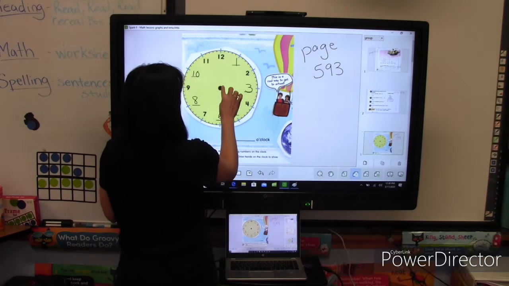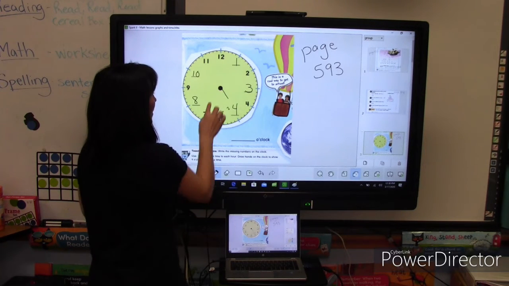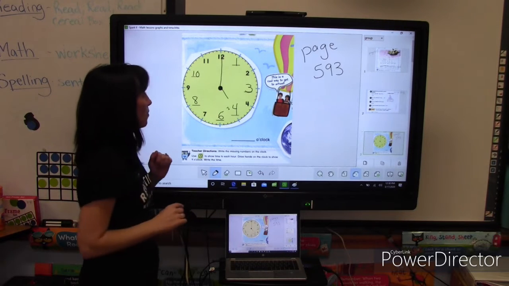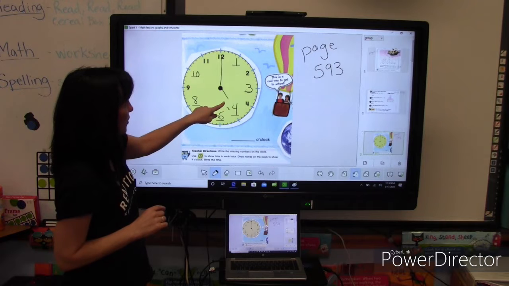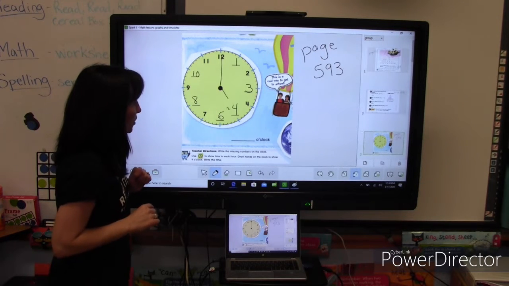Here we go. So I'm going to make an hour hand that goes to 4. And I'm going to make a minute hand that goes to 12. I'm going to make that minute hand go right up to the number. So you can see how my hour hand is shorter. It's just pointing to the 4. My minute hand is longer. It's going right up to the 12.